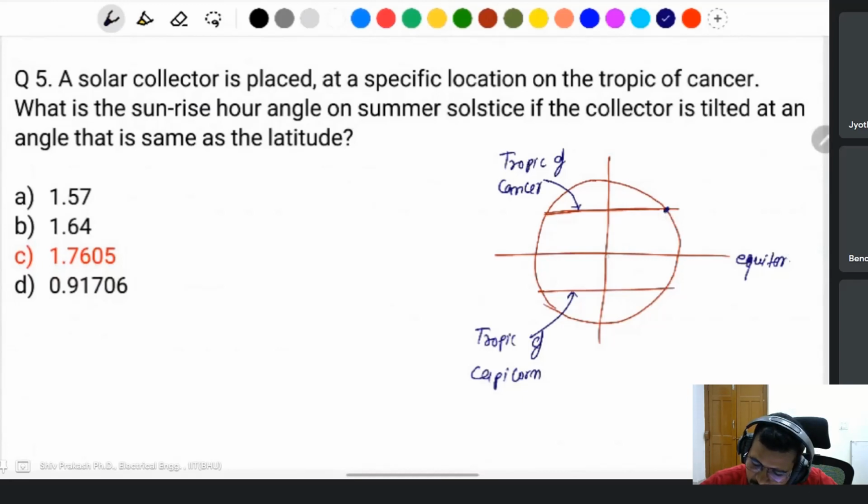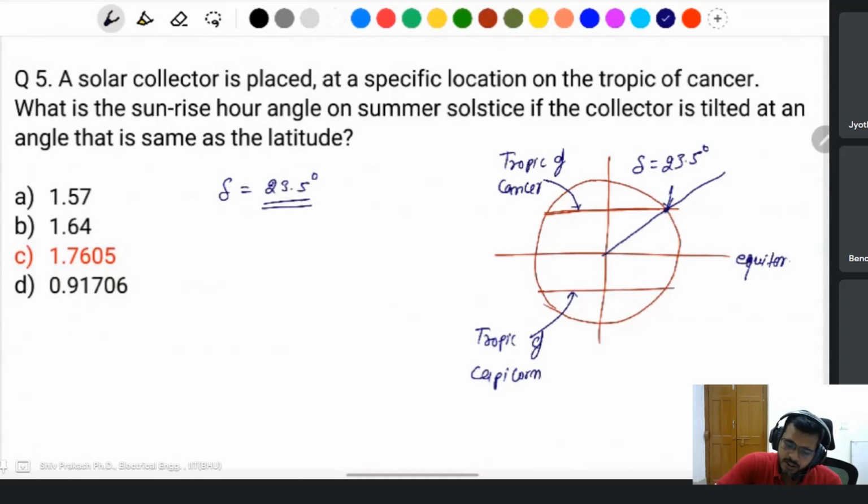Tropic of Cancer means that this angle will be 23.5 degree. This will be the delta angle that is given. Delta is equal to 23.5 degree.